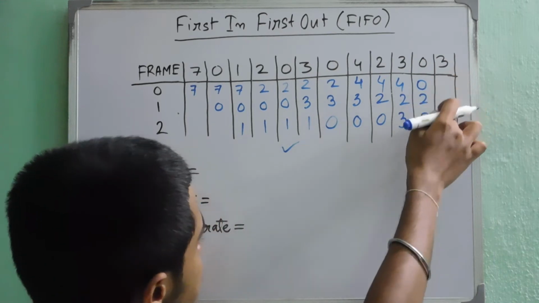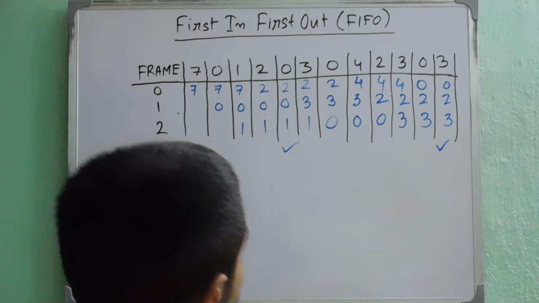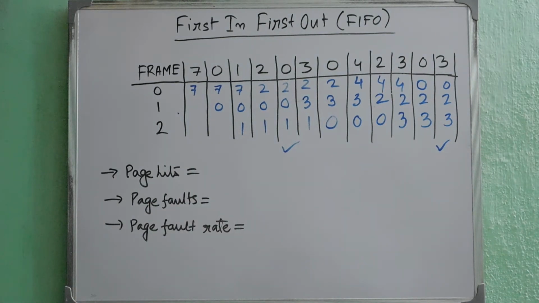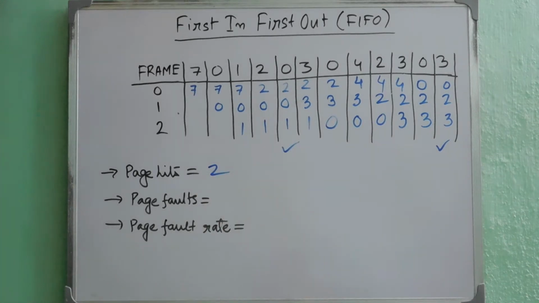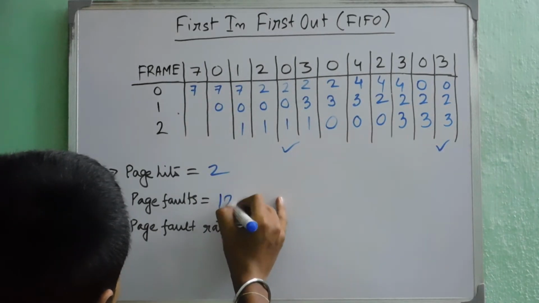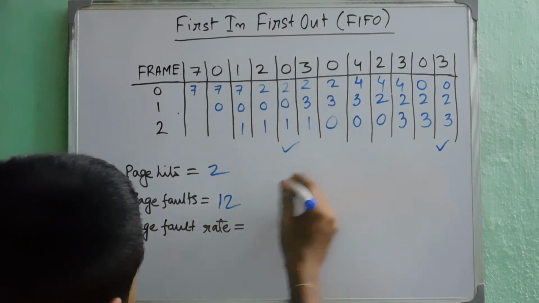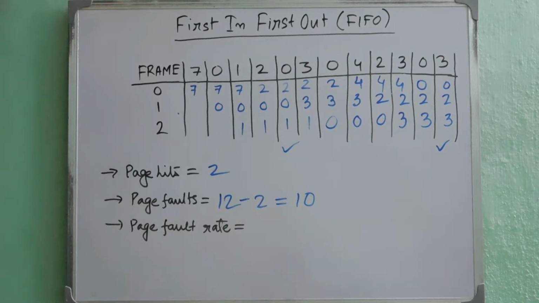And we have 3 which is already present, so we will just write 3 and mark it as a page hit. So how many page hits are there? There are 2 page hits, so we will write 2 there. And how many page faults? Page faults will be calculated like this. Total number of pages is 12 and total number of page hits is 2. So 12 minus 2, that is 10. So page faults is the total number of pages minus page hits. That gives us the page faults. So the page fault here is 10.